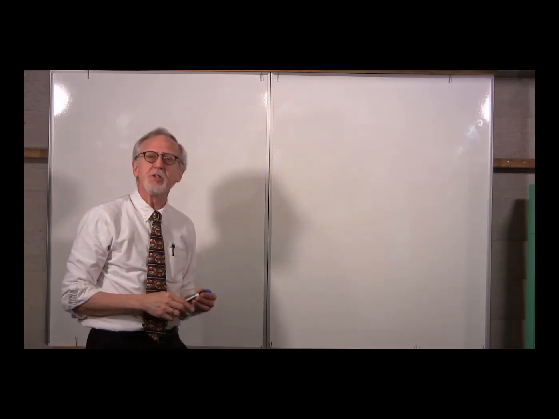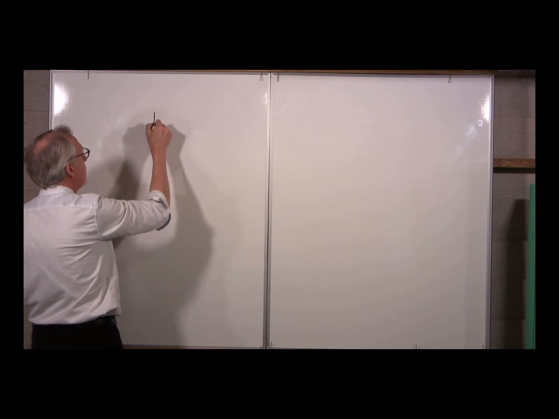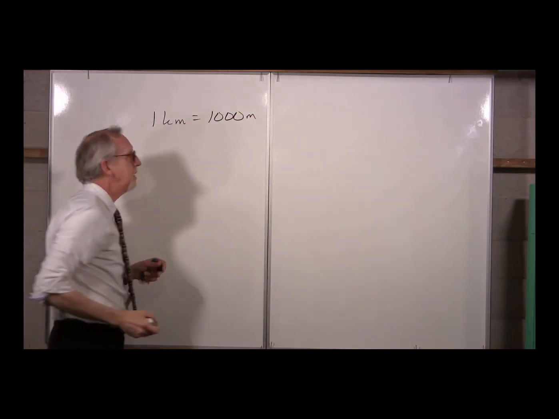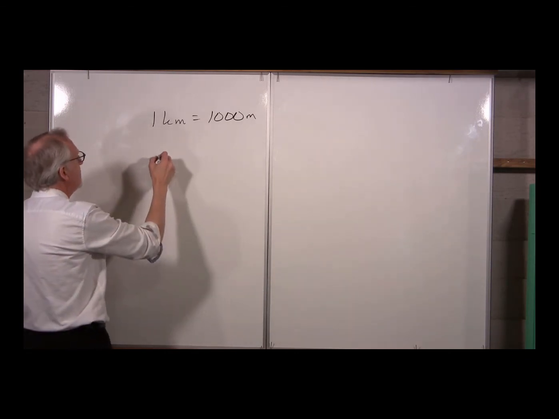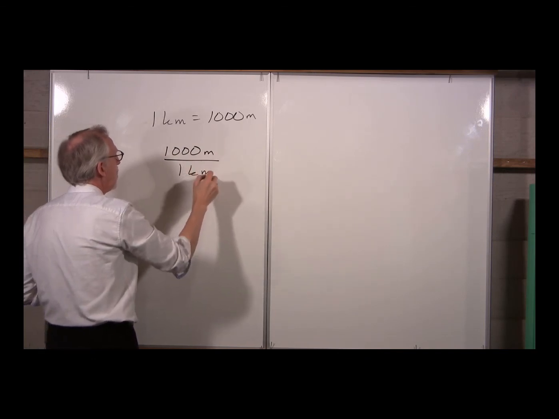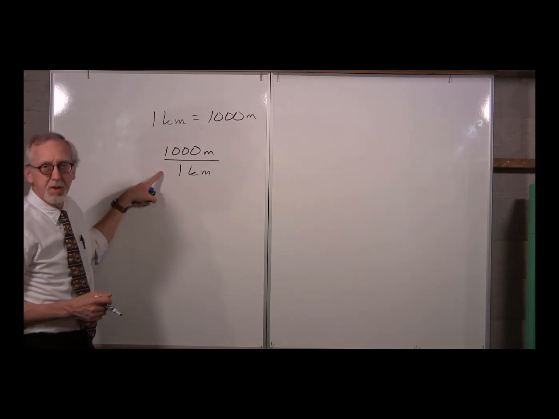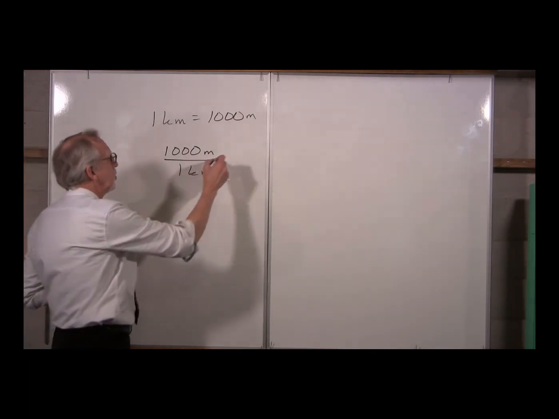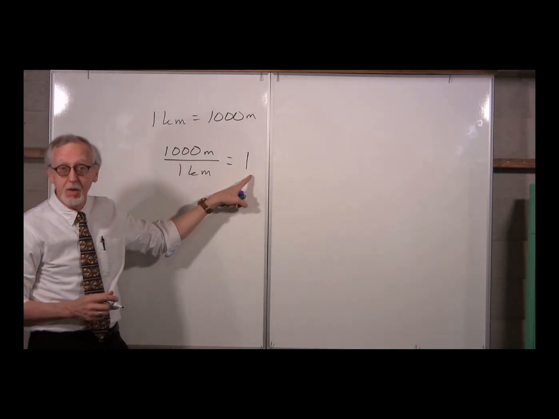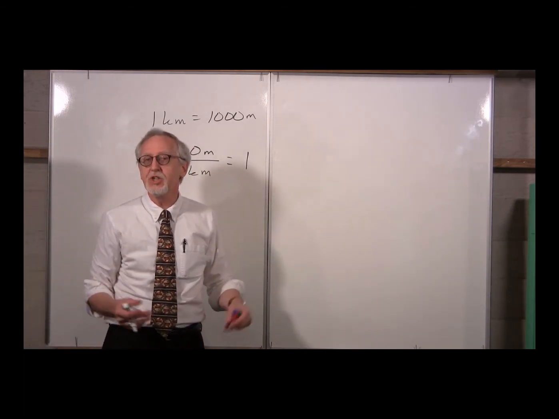How do we make a conversion factor? Well, we start with an equality. So, for example, with kilometers, we know that 1 kilometer equals 1,000 meters. So, what is 1,000 meters divided by 1 kilometer? Well, if we have an equal value in the numerator and the denominator, that equals 1. All conversion factors should equal 1. And we know if you multiply something by 1, you don't change the value.